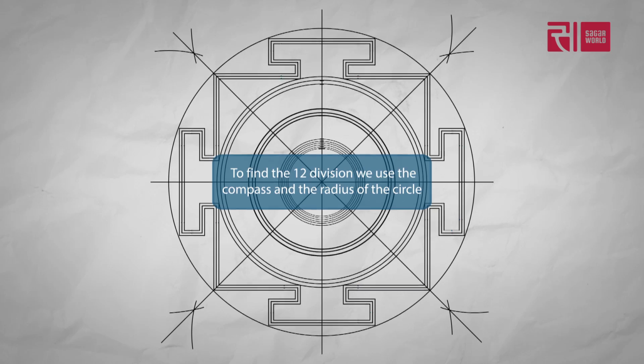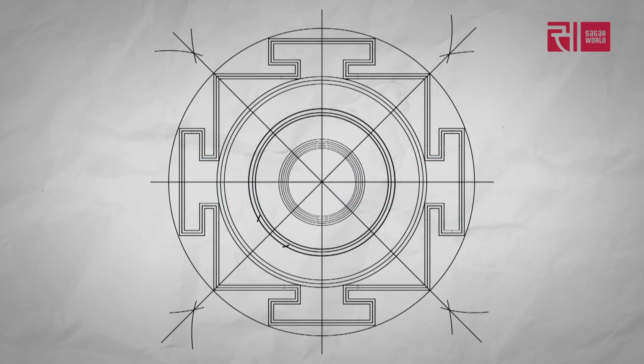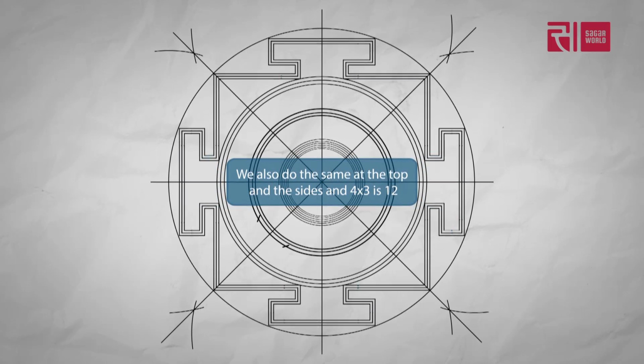To find the 12 division, we use the compass and the radius of the circle. When we put the point of the compass at the bottom of the circle, we can make marks that divide the circle in 3 equal parts. We also do the same at the top and the sides, and 4 by 3 is 12. From these marks, we draw lines and we are ready to design the lotus petals.